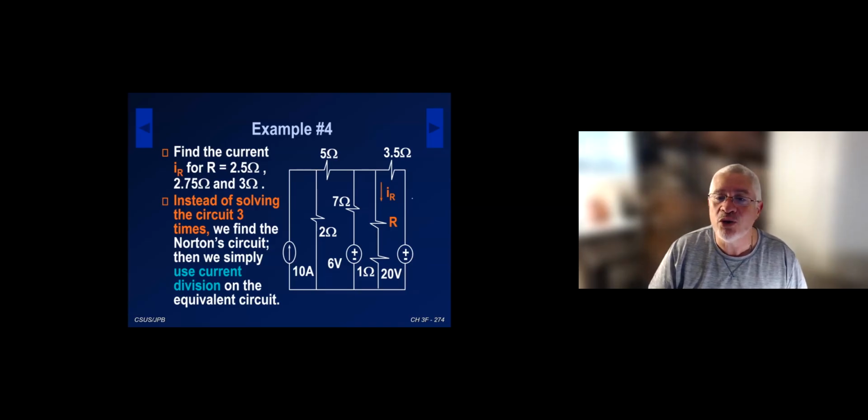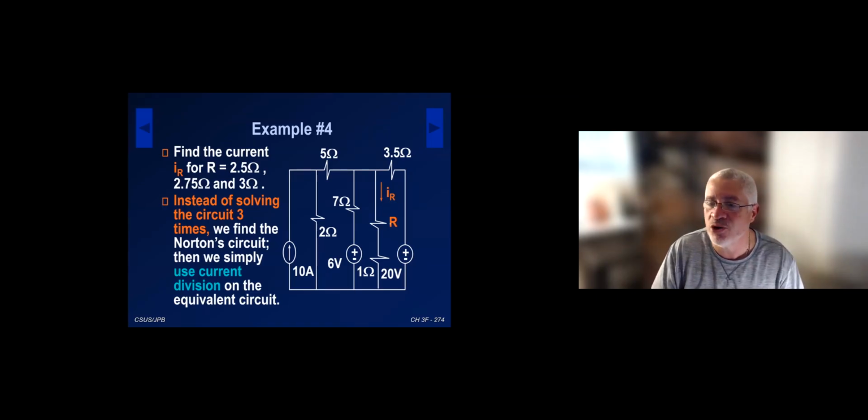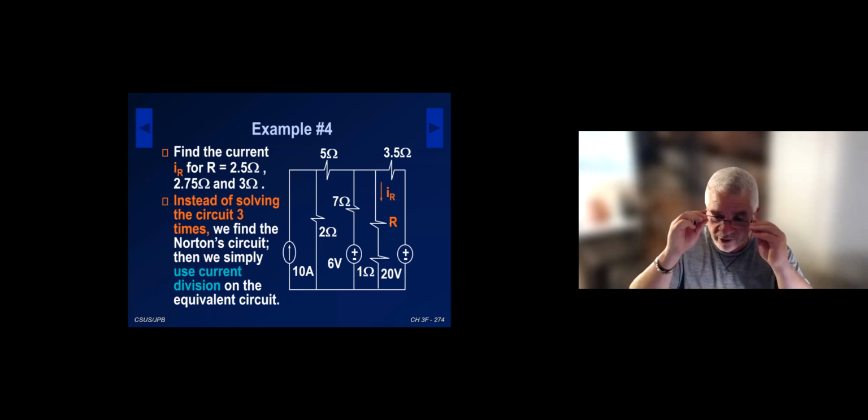It's asking you to find the current IR, which is the current going down the resistor R, for the values of R being 2.5 ohms, 2.75 ohms, and 3 ohms. So, 3 values. If you didn't have the ability to create a model, we would need to solve this circuit using mesh or nodal 3 times. That's what we would do before.